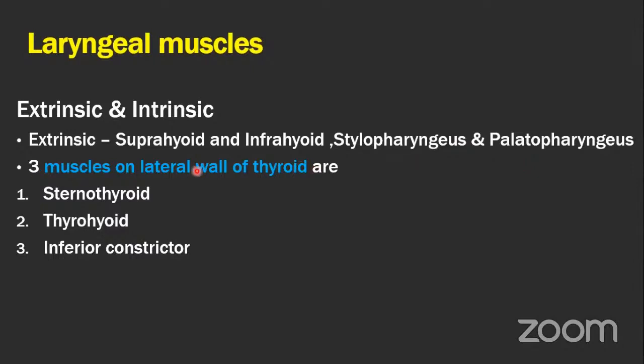And the three muscles working on the lateral wall of thyroid, usually asked, are the sternothyroid, thyrohyoid, and inferior constrictor. This you have to remember. This is repeatedly asked. So extrinsic muscles are actually suprahyoid and infrahyoid muscles, and stylopharyngeus and palatopharyngeus. And the three extrinsic muscles working on the lateral wall are sternothyroid, thyrohyoid, and inferior constrictor.